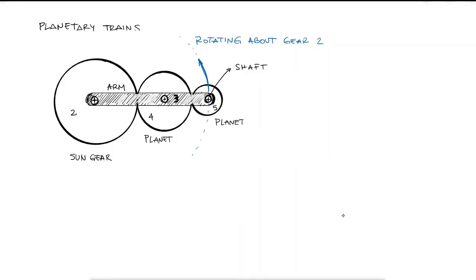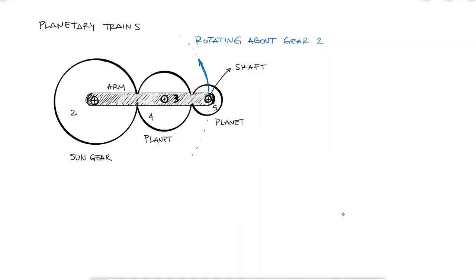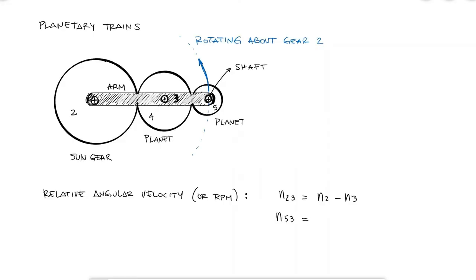The relative angular velocities of a gear with respect to the arm, which is the same to say the relative RPM, are given by the typical relative speed definition, which is the subtraction between the RPMs of the gear and the arm. For example, N23 is N2 minus N3. We could do the same for the speed of gear 5 relative to the motion of the arm. N53, which means the speed of 5 with respect to 3, the arm, is equal to N5 minus N3. And by dividing the equations, we see that N23 over N53, which is just N2 over N5, since their point of reference, in this case the arm 3, is the same.